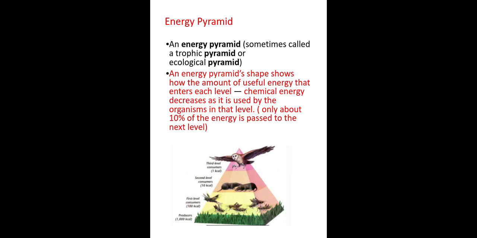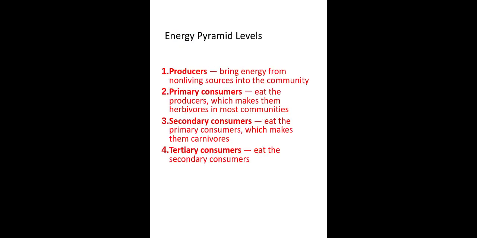Last part is just some definitions, so you know what they are. Producers bring energy from non-living. What's the non-living source? The sunlight. The sun, right? The light from the sun into our world, right? So producers produce chemical energy. They bring that light energy and convert it to chemical energy. Primary consumers eat the producers, which makes them herbivores. Anything that just eats plants is a herbivore.